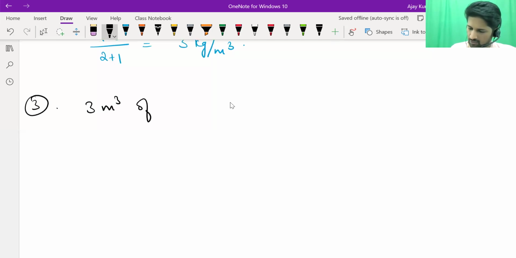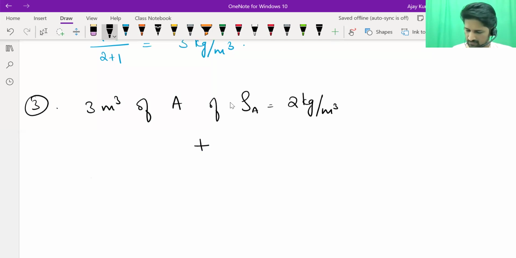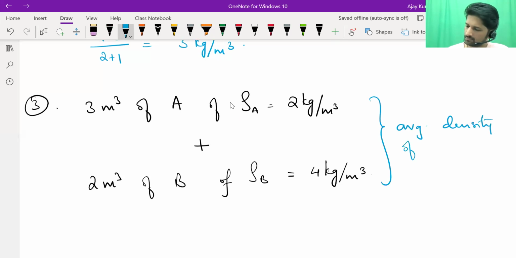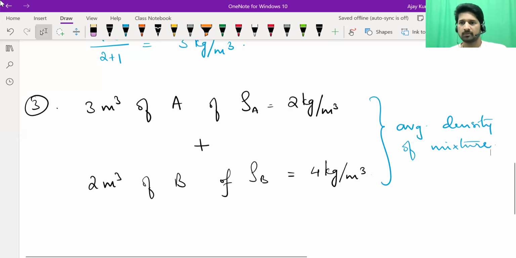3 meter cube of material A of density 2 kg per meter cube is mixed with, let's say, 2 meter cube of material B of density, let's say, 4 kg per meter cube. So we are mixing two different materials, of course, in two different amounts. Calculate the average density of the mixture. Do this, all of you. I'll give you all 2 minutes.